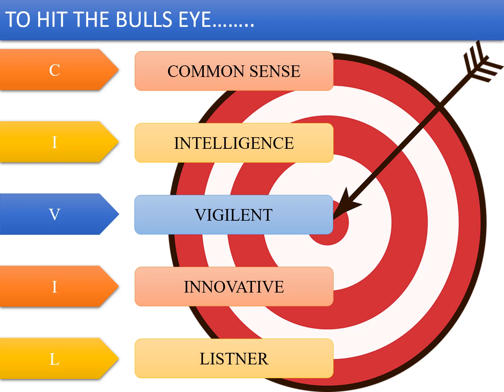So to be able to answer correctly, you need to have good listening capacity. You need to develop your listening capacity to the maximum possible extent. With these few things in mind, being a civil engineer, I can say that you should have common sense, intelligence, be vigilant, be innovative, and be a good listener. That is what comes out of an individual being a civil engineer.